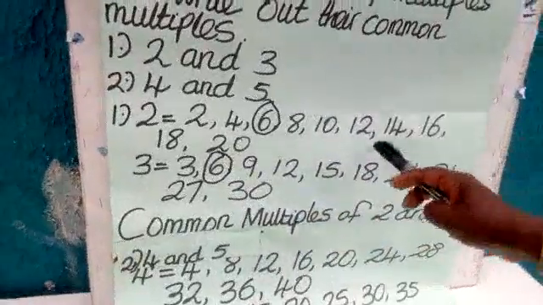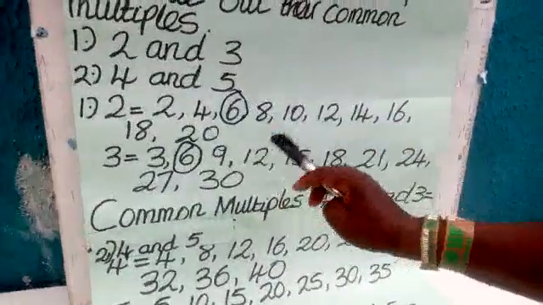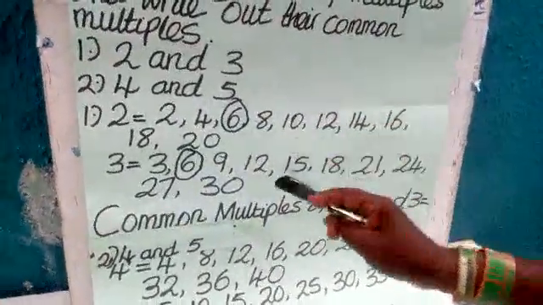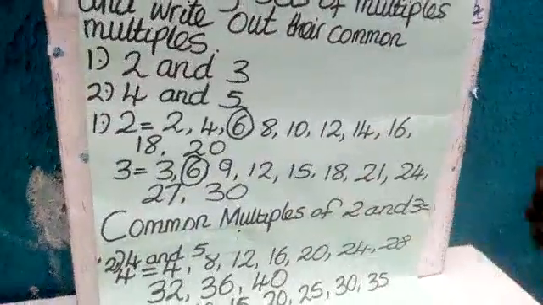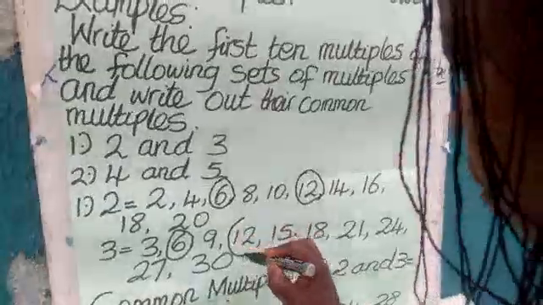Then we move to 12. We can see 12 here and 12 here. So 12 is common. It's a multiple of 2 and 3. So it's a common multiple of 2 and 3. So we circle it. Also circle this.